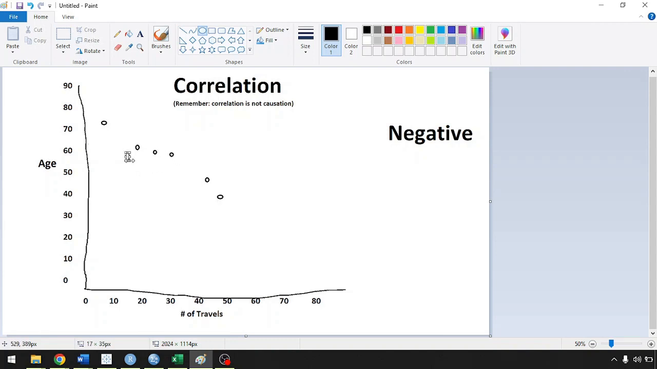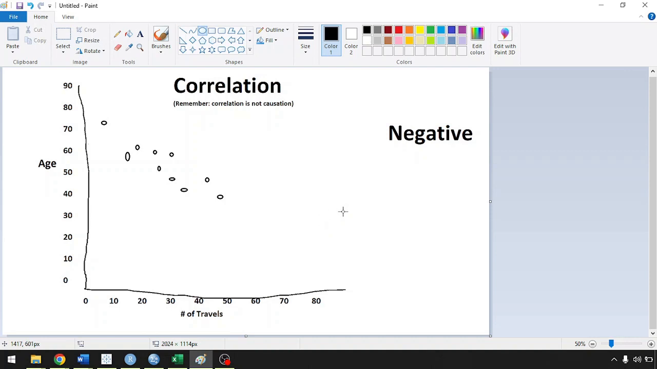So the less the age gets, the more the travel gets, or the less the travel gets, the higher the age is. So when the increase in one variable causes a decrease in the other, or when the decrease in one variable causes an increase in the other variable, this is called a negative correlation.